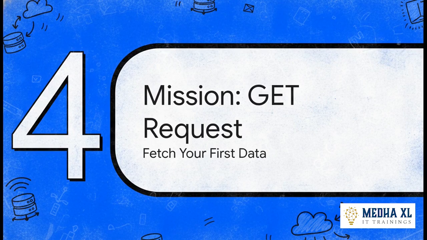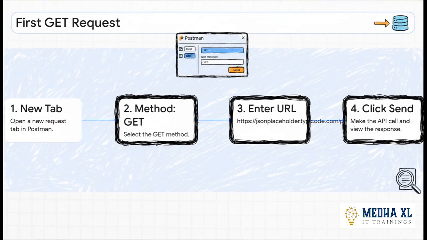All right, mission briefing is complete. It is time to get our hands dirty. Our first mission is nice and simple. We are going to fetch some data from a public API using a GET request. Let's do it. Okay, so in Postman, you're going to open a new request tab.